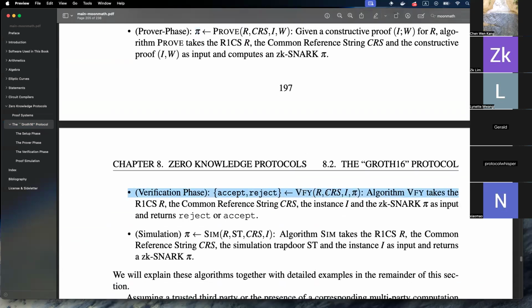Verification phase: the verifier will have a verification function that accepts the R1CS, the CRS, the instance, and the proof. Note, no witnesses, because the verifier cannot know about witnesses. They are private. With the proof and the instance, which are public, and the CRS, you need circuit information to know what you're computing against. With this, you can verify if your proof is correct, and you will accept or reject.